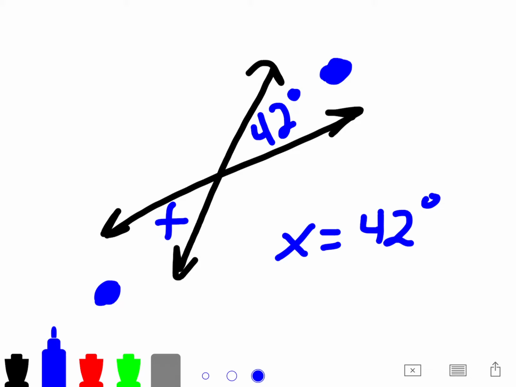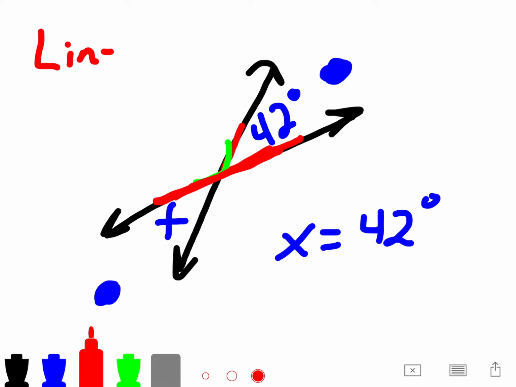So there's another really important relationship that we can glean from this right away, and this is something that you'll get used to seeing. Check this out right here. This is a straight line. How many degrees does a straight line have? Well, it has 180, right? So if that has 180 degrees in it, then this angle plus this angle is 180 degrees, right? Because combined they make a straight line, a linear pair.